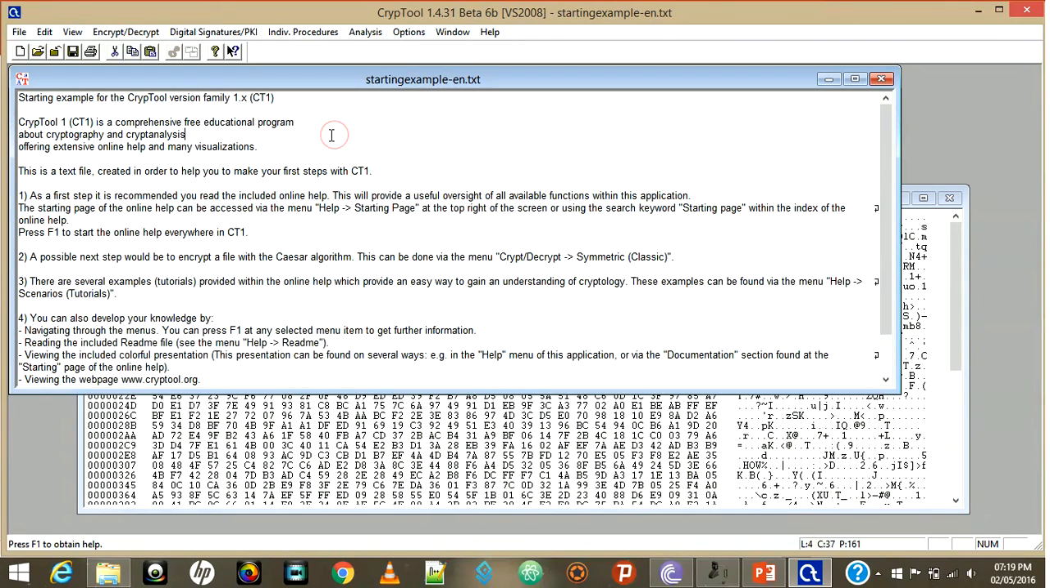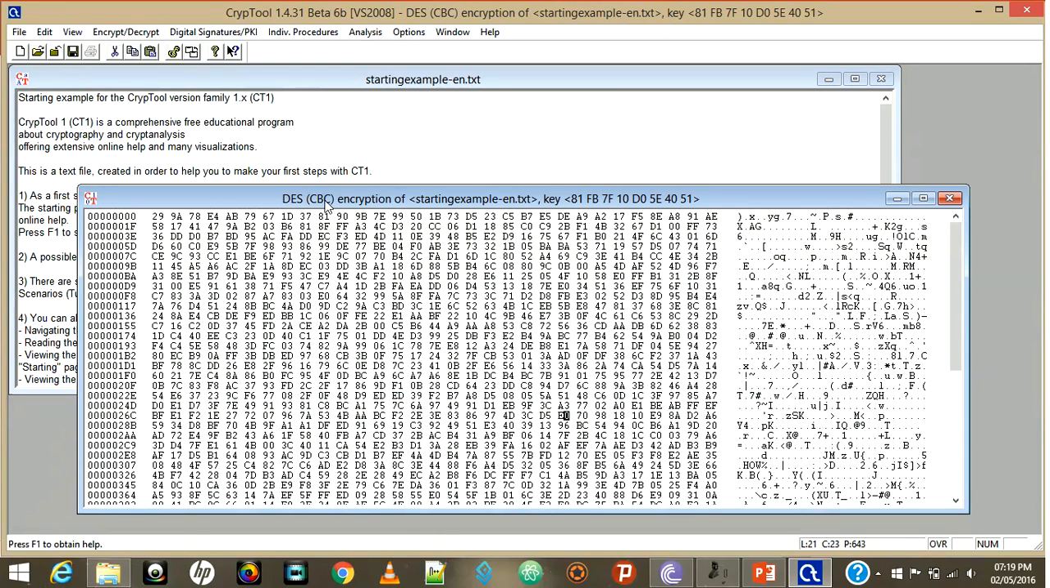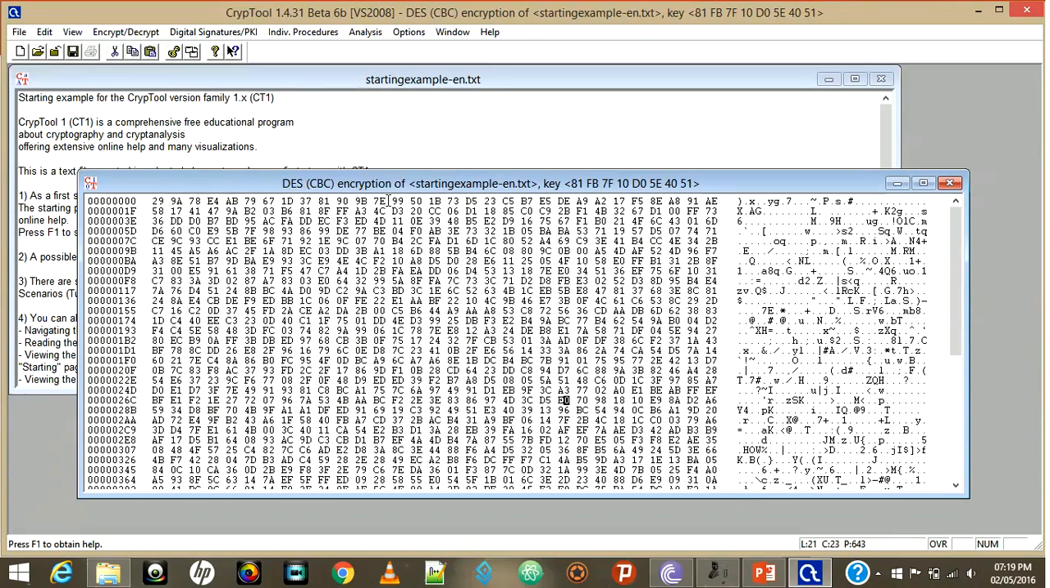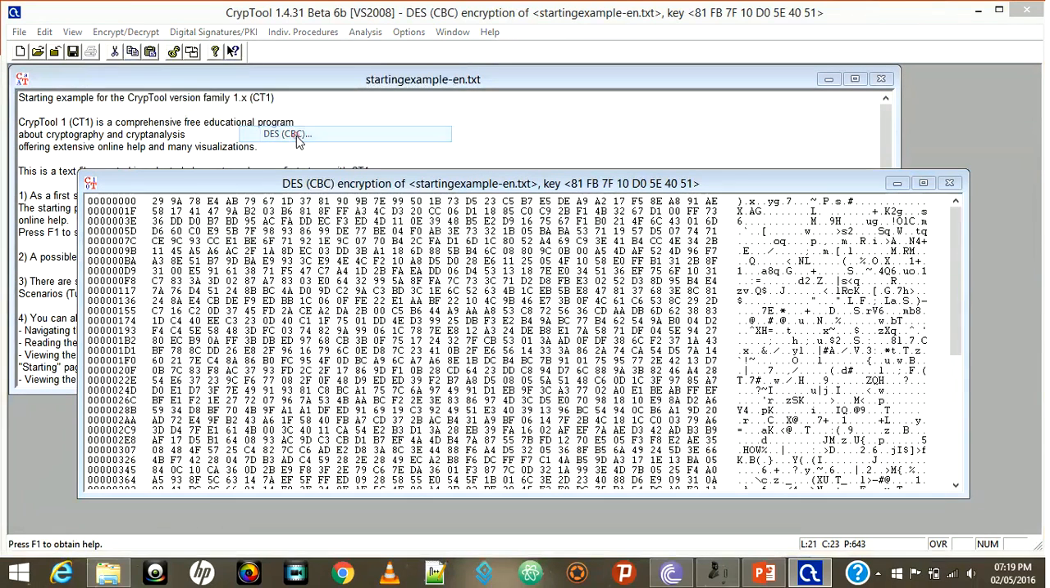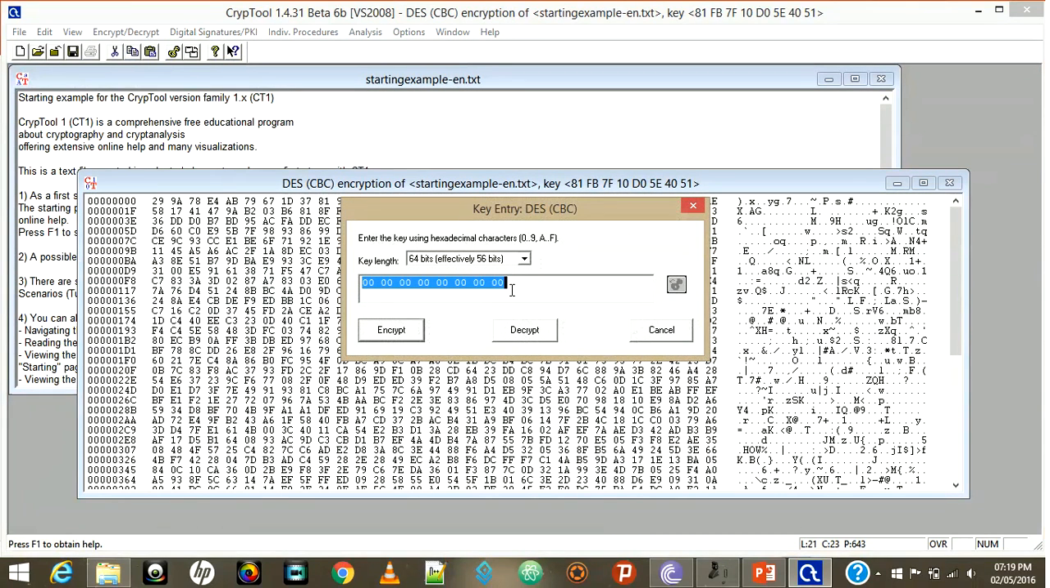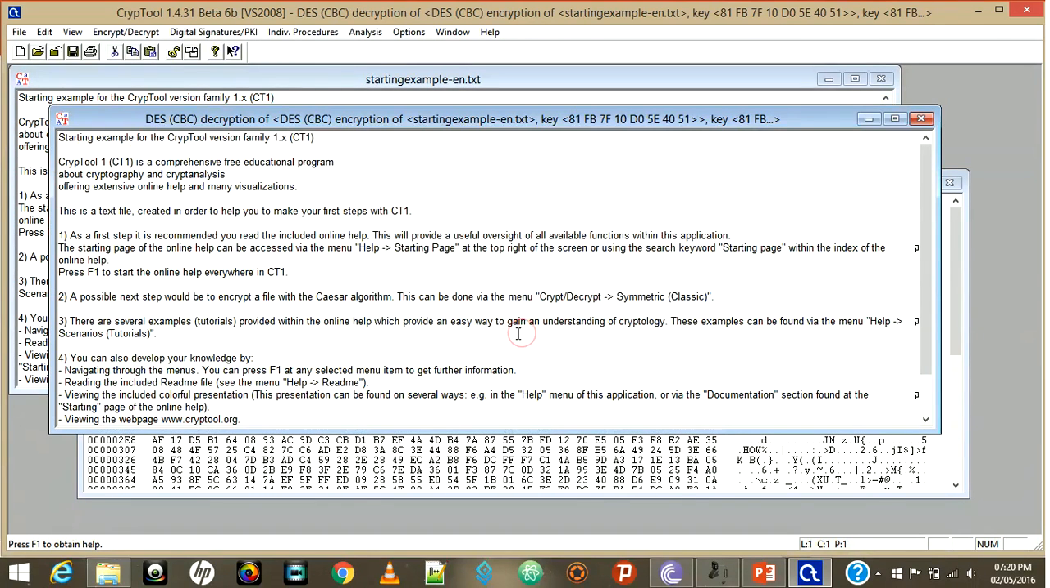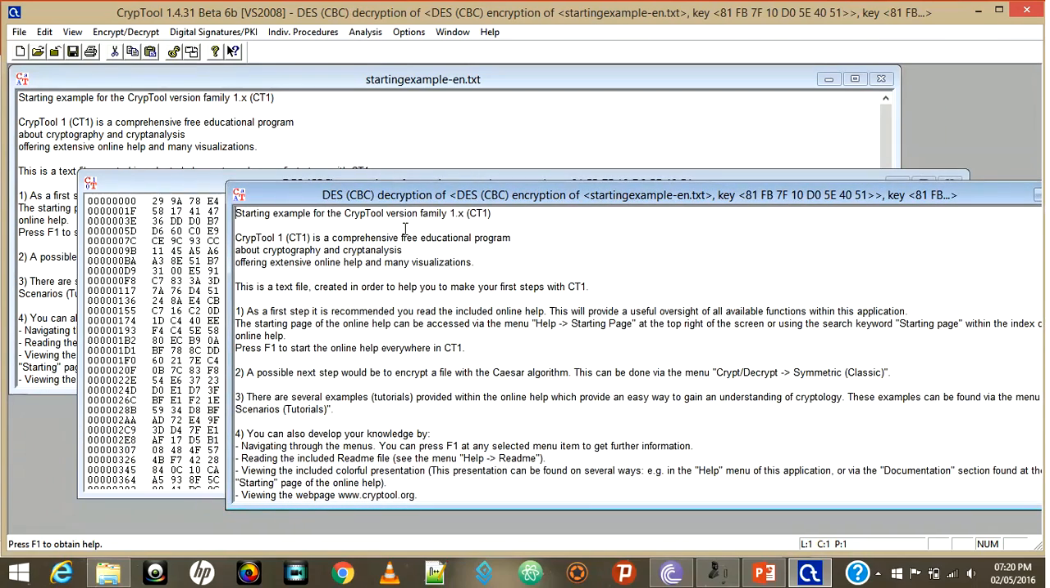This is the original message, the starting example for the crypto family. This is the original text. After DES encryption of the message, we get this, which can't be readable by anyone. To decrypt this message, we go here, decrypt this DES example, paste the same code, then decrypt it. After decrypting, you will get the same original message.